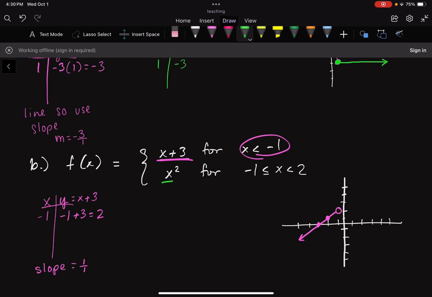Then I'll do this one in green. This one has two important points, so I'm going to plot both of those. If I plug in -1, I get -1 squared, which is 1. So that's the point -1, 1, which is right here. It is an equal to, so it's a closed circle. I'm also going to plot the other important point that it talks about, which is 2. If I plug in 2, I get 2 squared, which is 4. So 2, 4.